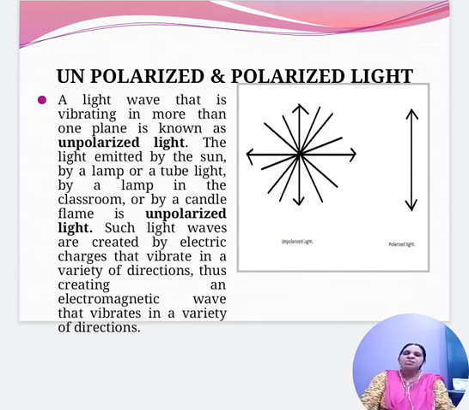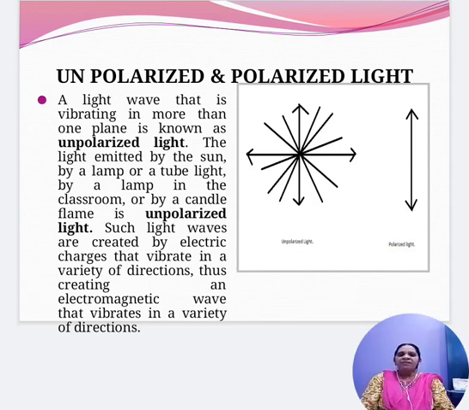Based on that principle, the polarimeter works. Polarimeter works on the principle of polarized light and unpolarized light. You should know what is polarized light and what is unpolarized light.